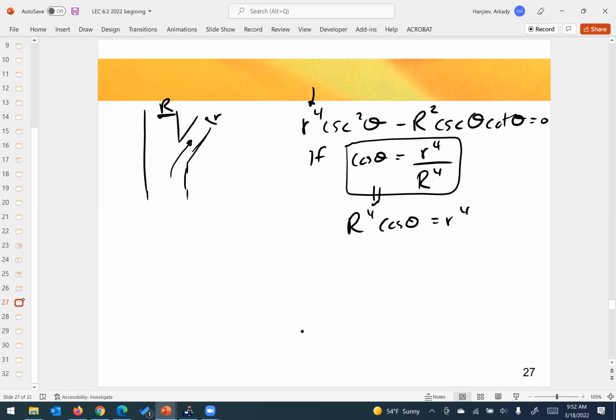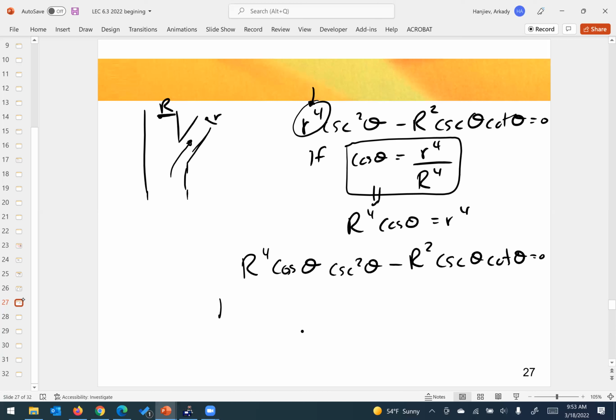So let's substitute. This guy becomes R. So this guy just got substituted in as R to the big R4, cosine theta. And the rest of it just follows. This is just still this. That's still this. And we said it's going to equal 0 eventually. R squared gets factored out.